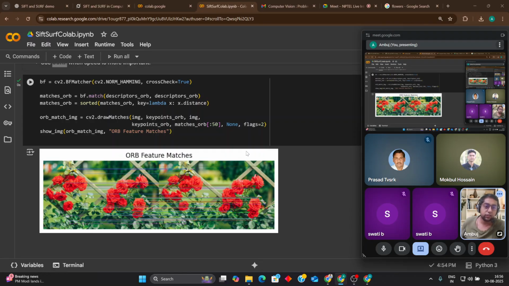Thank you, sir. I just checked out whether we can use this on a real-time basis also. Real time basis means you want to apply this concept on a webcam feed or a video feed. Yes, you can definitely do that.